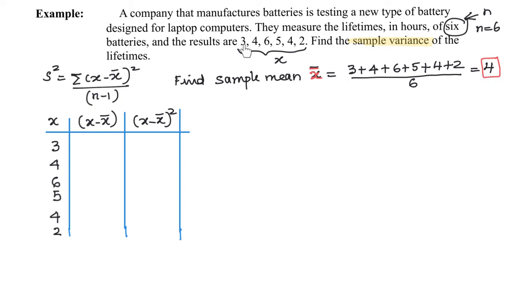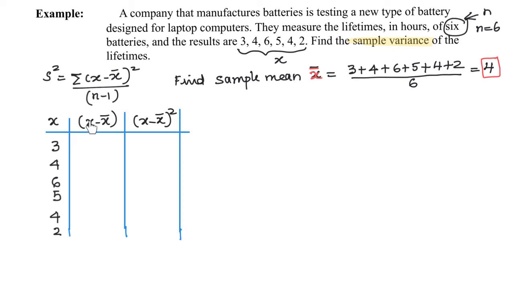Then take the difference between x and the sample mean, then square that and add. So, sigma, this is the sum. Then we will take the difference, square and add, then divide that by n minus 1, that is 6 minus 1, that is 5. So, divide by 5. We can make a chart like that, or you can do everything in one step.